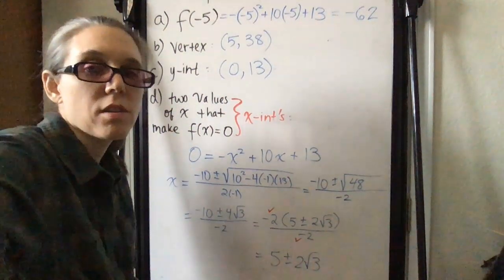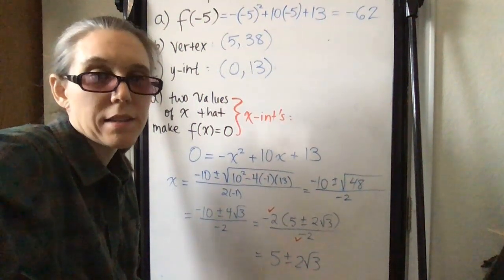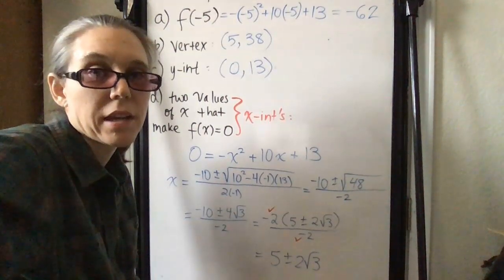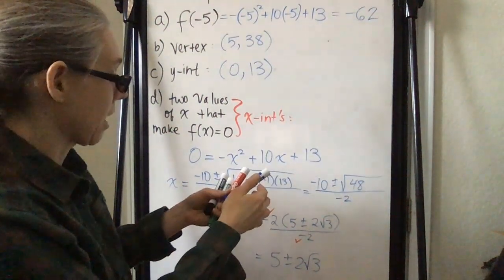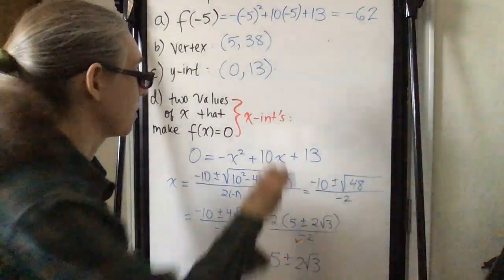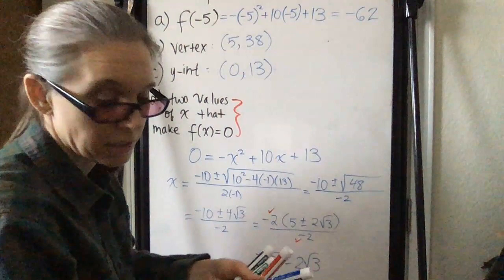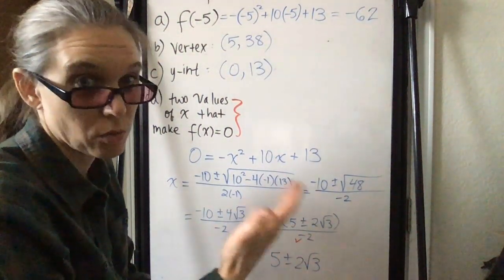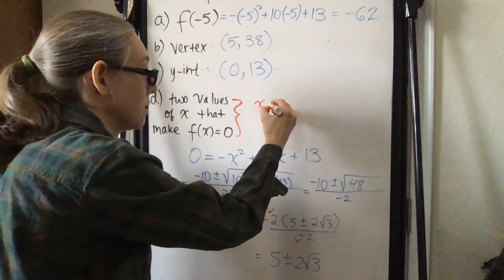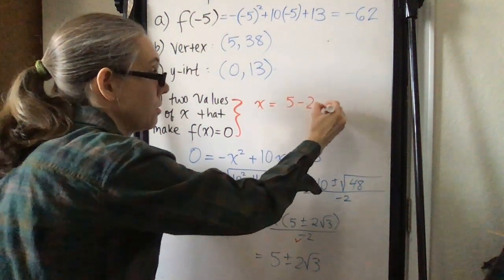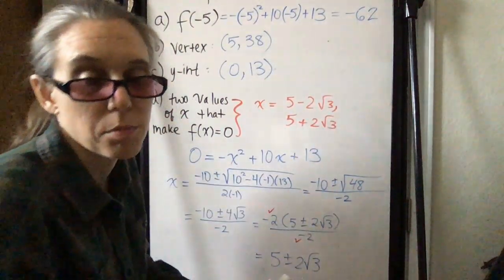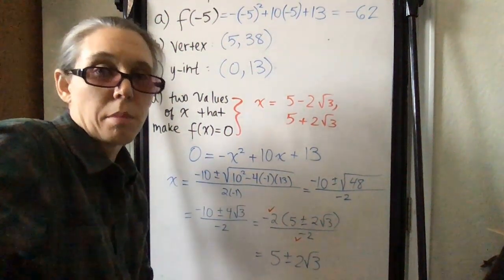So for this problem on my OpenMath, it says to list the values separated by commas. So that means that you are actually not going to write them as x-intercepts. You're just writing them as x values. They are the x-coordinates of the x-intercepts. So you're going to have x is equal to 5 minus 2 root 3, and then the other one is 5 plus 2 root 3. So that would be separated by a comma.